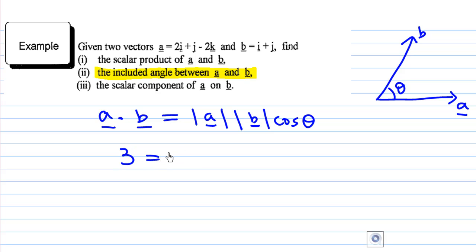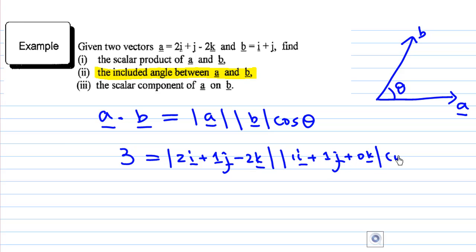And then you're going to find the magnitude of a, which is the magnitude of 2i plus j, which is 1j, minus 2k. And the magnitude of b, which is 1i plus 1j and 0k. And cosine of angle theta. So in order to find out what theta is, you need to find the magnitude of 2i plus j minus 2k and i plus j plus 0k. Let's find out what these values are.